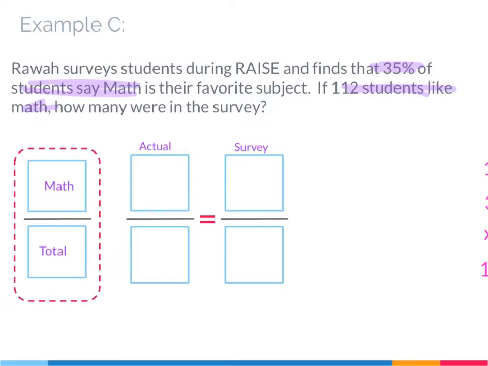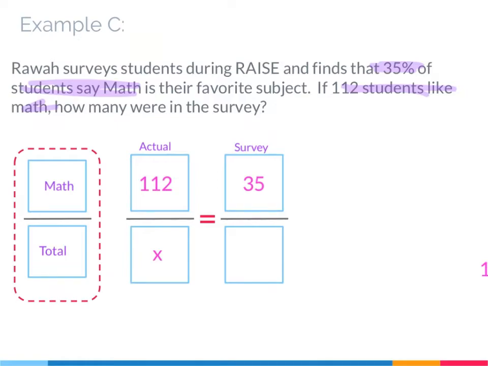So now let's fill in what we know. We know that 35% of students say math. So 35% is part of our survey. Now, how many actual students is that? In this case, it says 112 students. So 112 students is the actual number of students that like math according to the survey. So now we're out of information in our problem, but we still need to fill in the 2 boxes that we don't have. What we're looking for is the actual number of students in the survey. So that's going to be our x.